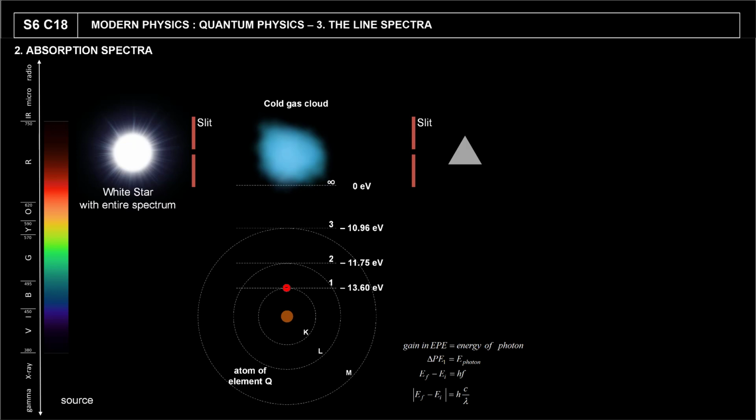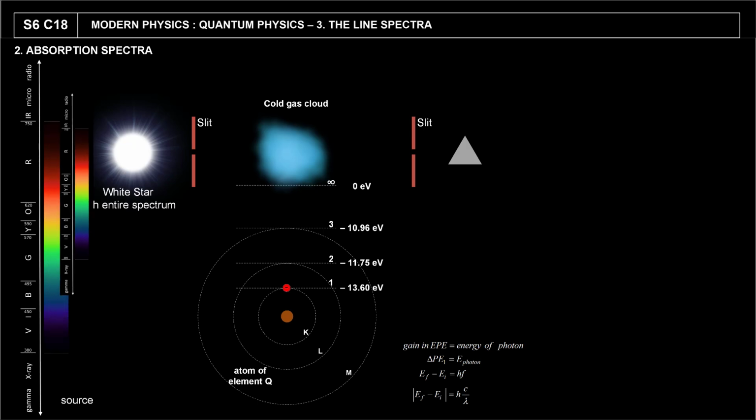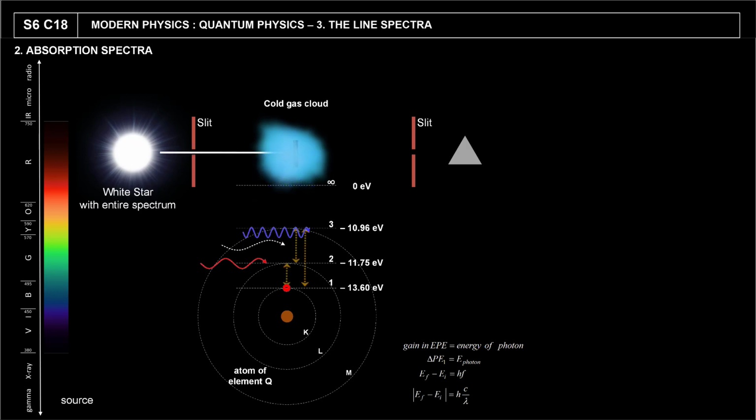With the entire range of photons, in other words, the entire range of wavelengths available with varying photon energies in this single beam and shot through the cold gas cloud, those with photon energies equal to the available differences between any two energy levels will get absorbed by the electron at the low energy level to get to a higher energy level. And the rest of the unabsorbed photons will continue on in its straight line journey.